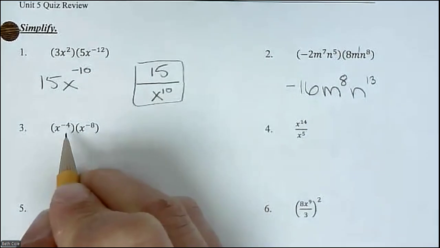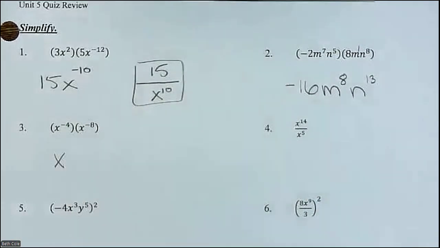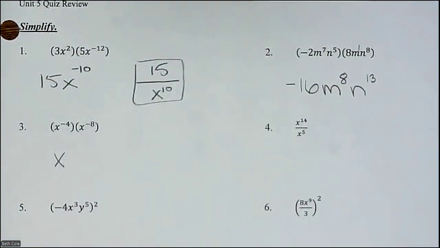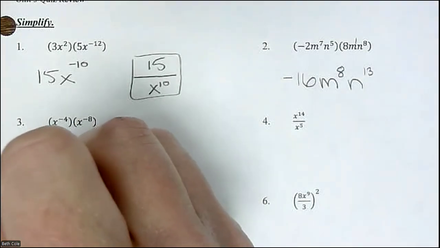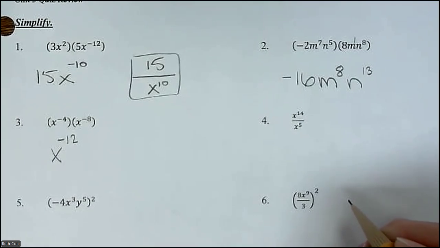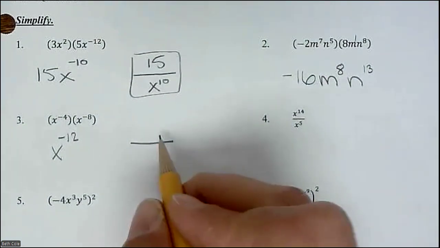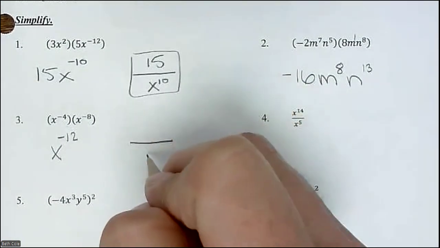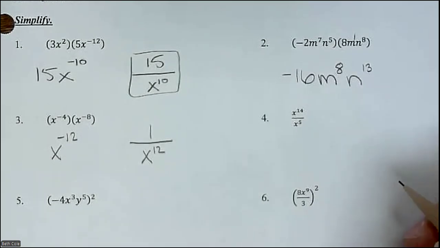All right, good job. Here we're multiplying. You're going to add your exponents. This is tricky because they're both negative. It's negative 4 plus negative 8. Negative 12. Good job. Hey, kind words only. And that needs to be closed. Draw your divider. And what is it going to be? 1. Yeah, 1 on top. X to the 12 on the bottom.